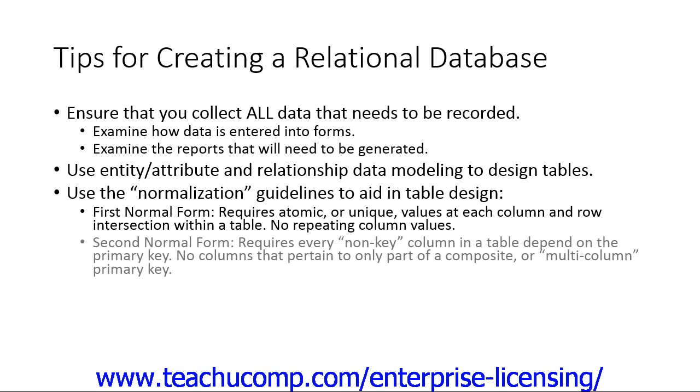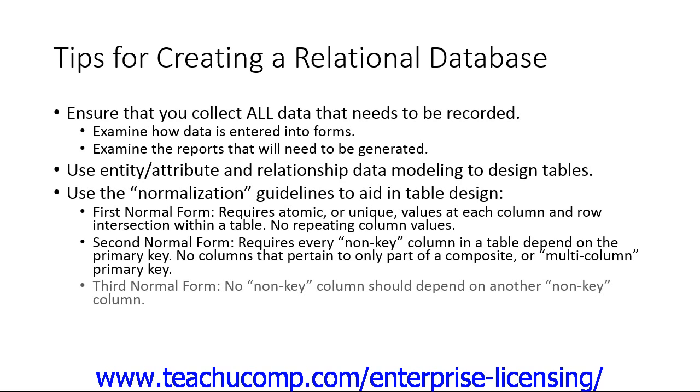The second normal form requires that every non-key column in a table must depend on the primary key. A table must also not contain a non-key column that pertains to only part of a composite or multi-column primary key. The third normal form requires that no non-key column should depend on another non-key column. This is very similar to the second normal form. It just means that you shouldn't have a field that is an attribute of a non-primary key column within a table.